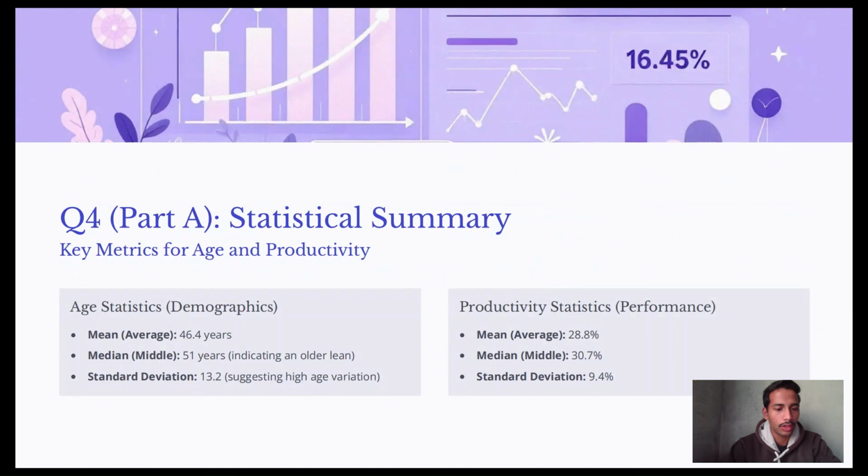Statistical summary. Looking at the statistical summary, the data tells an interesting story. For age, the mean is 46.4 years with a high standard deviation of 13.2, indicating a very wide age range in our sample. For productivity, the mean is 28.8% with a much lower deviation. Interestingly, both medians are slightly higher than their means, showing a slight skew in the data.